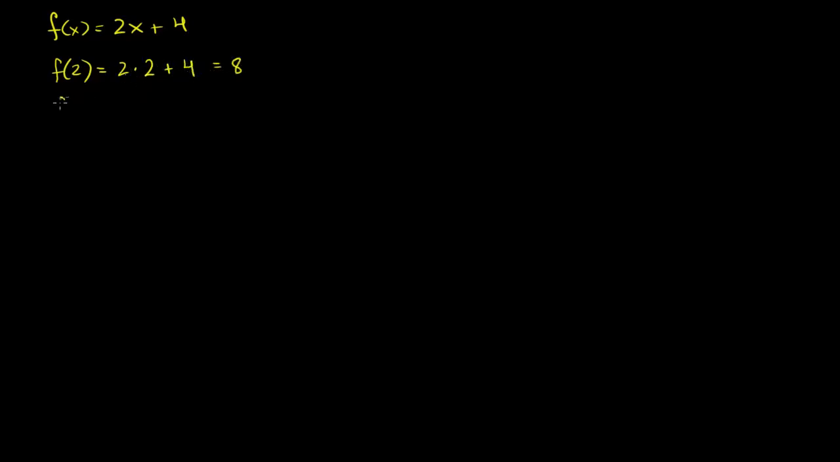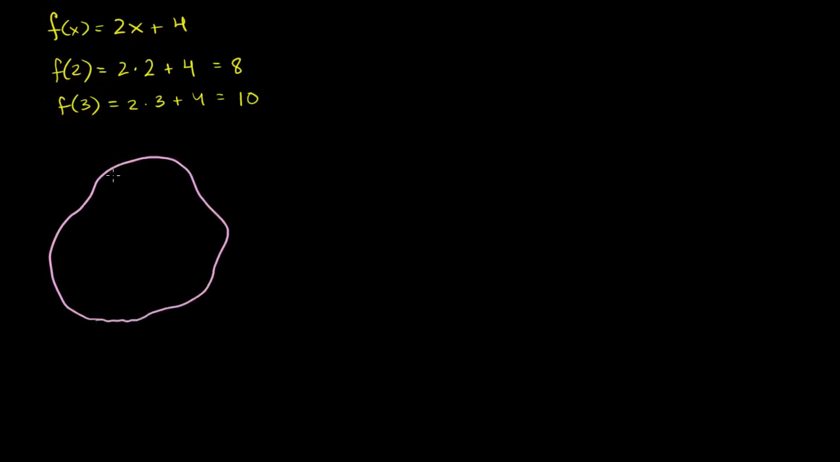I could take f of 3, which is 2 times 3 plus 4, which is equal to 10. Right? 6 plus 4. So let's think about it in a little bit more of an abstract sense. There's a set of things that I can input into this function. You might already be familiar with that notion. It's the domain, the set of all of the things that I can input into that function.